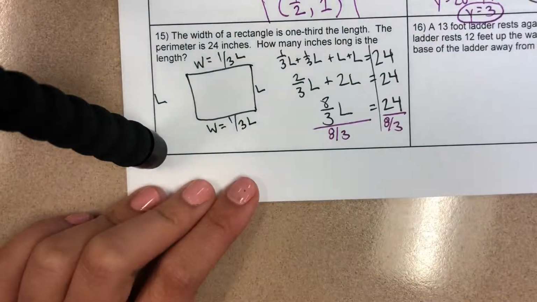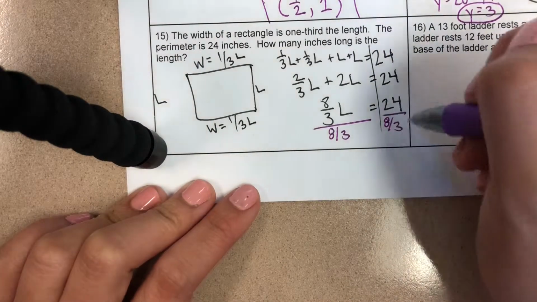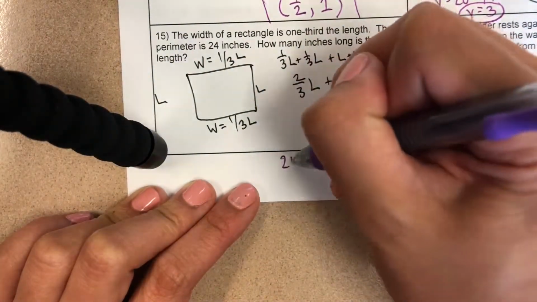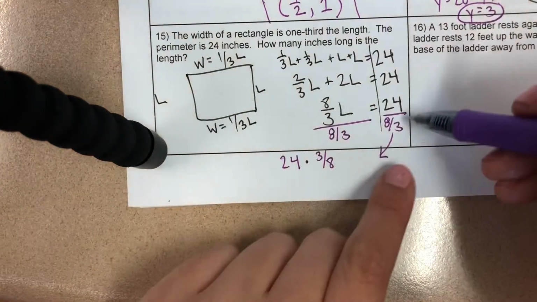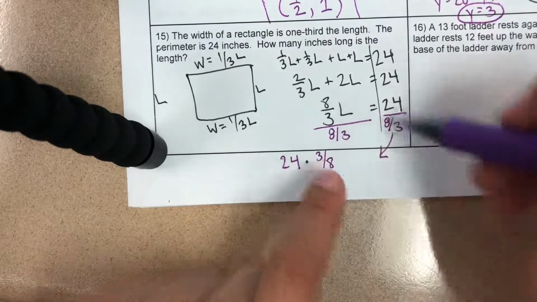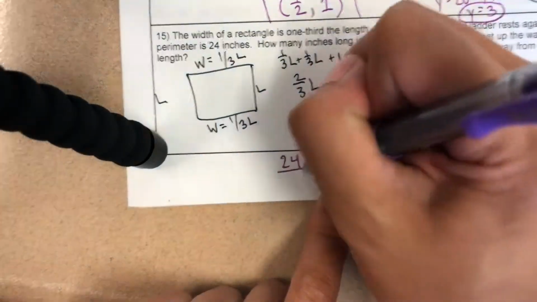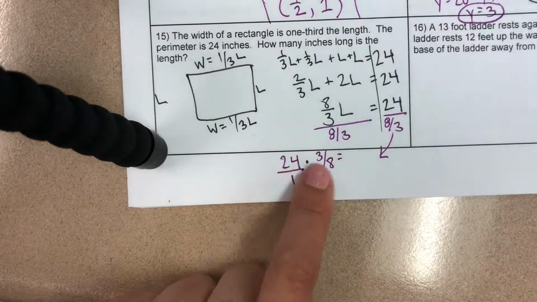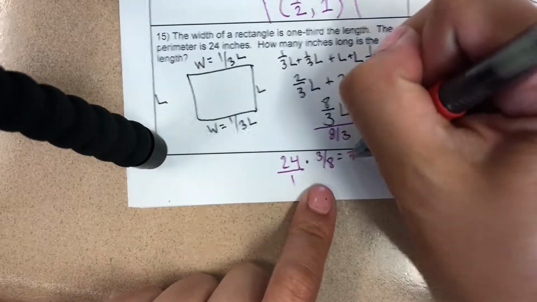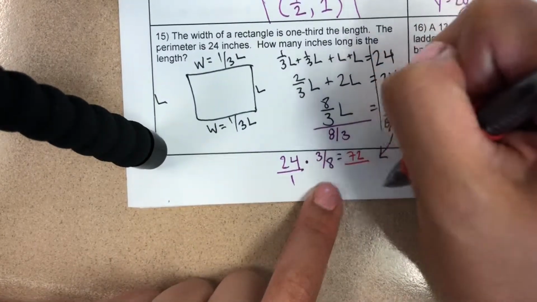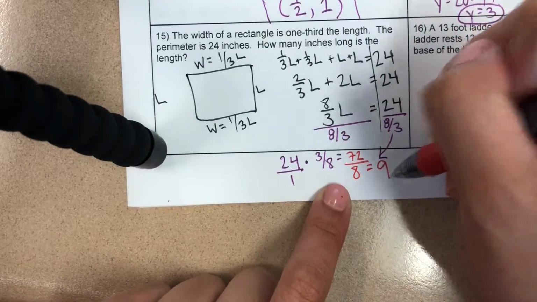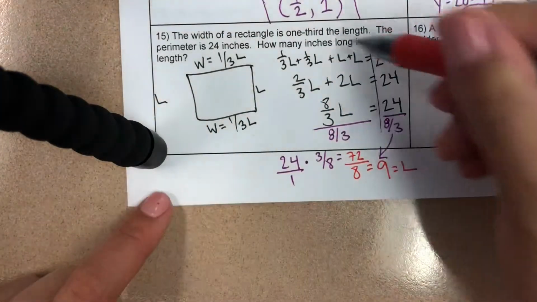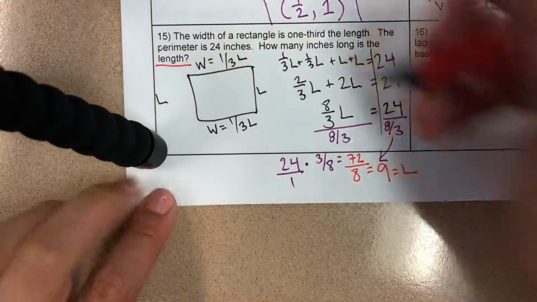When I divide by a fraction, it's the same thing as multiplying. So this here would become 24 times 3/8, because when I divide by a fraction, I can multiply it by its reciprocal. I can put this over 1, and then 24 times 3 is going to give me 72. 1 times 8 is going to give me 8, and then 72 divided by 8 is 9. So L equals 9. How long is the length? So I answered that question.